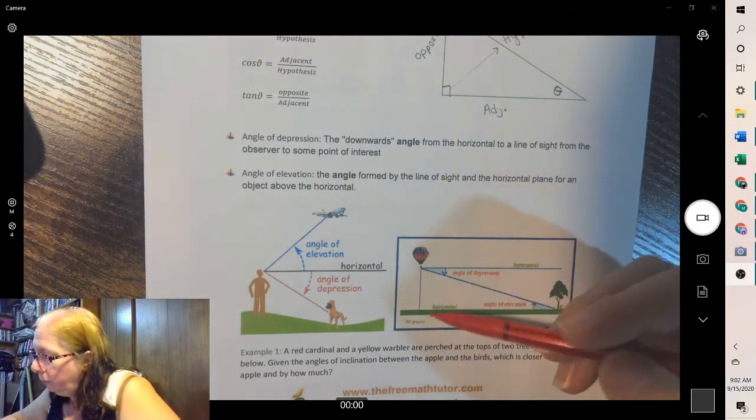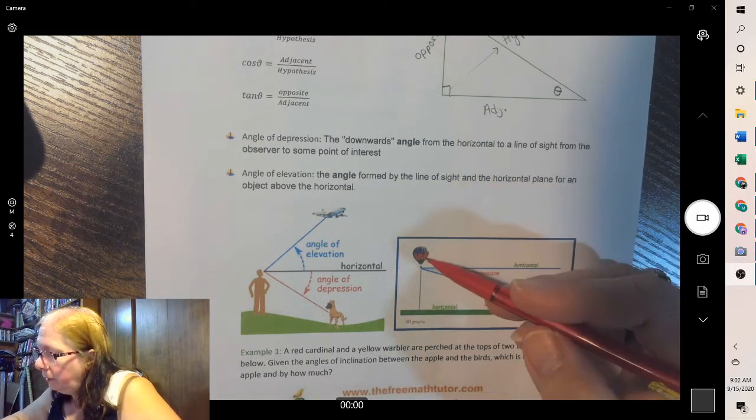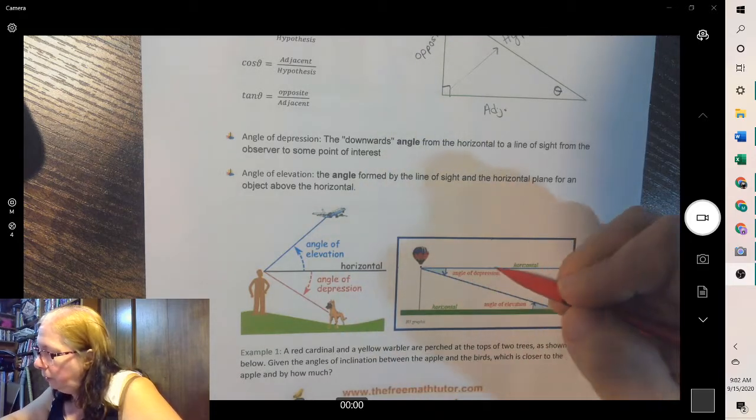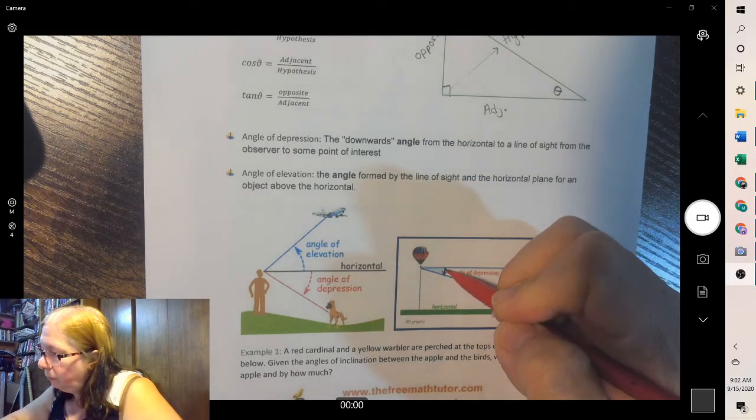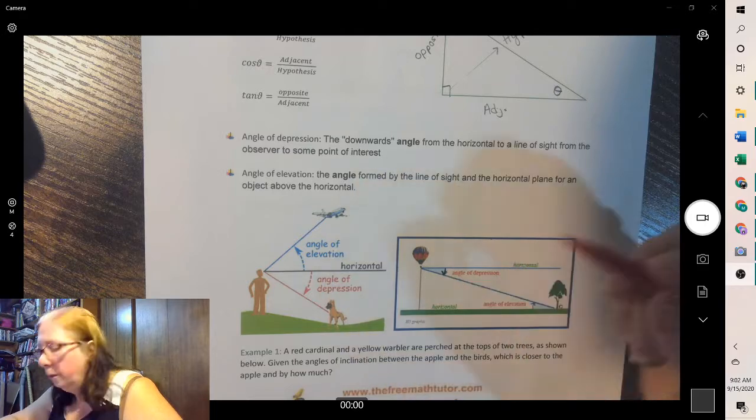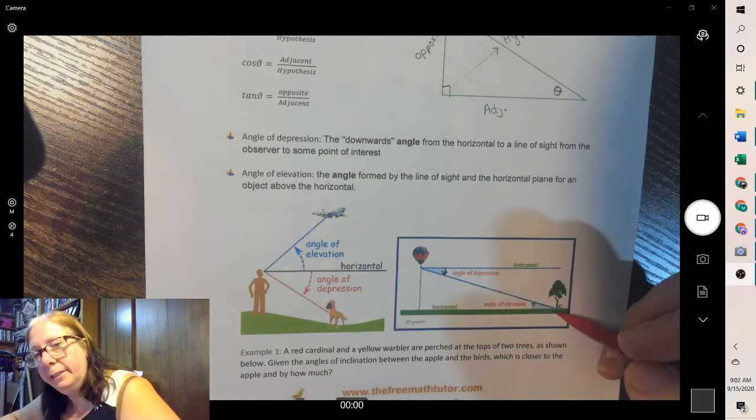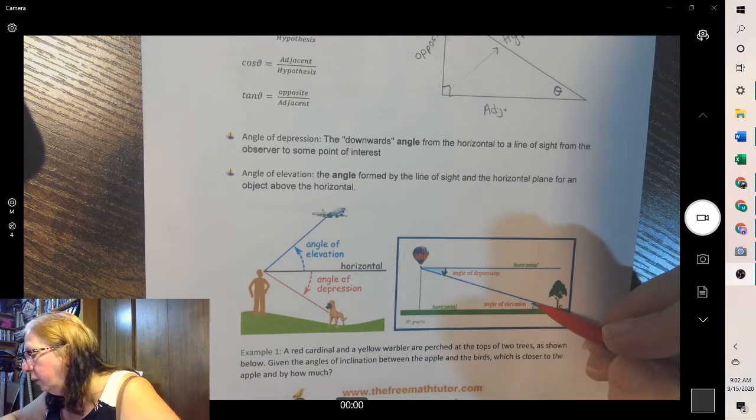Over here, we have a hot air balloon. If it says the angle of depression, then you're using this horizontal and going down. If it says from the tree at a distance, the angle of elevation, it would be here.